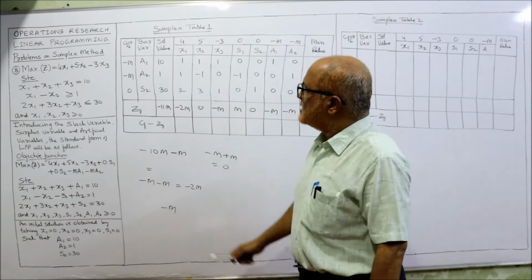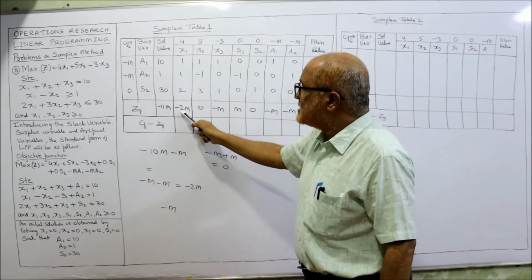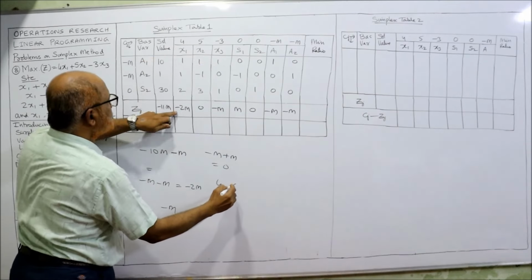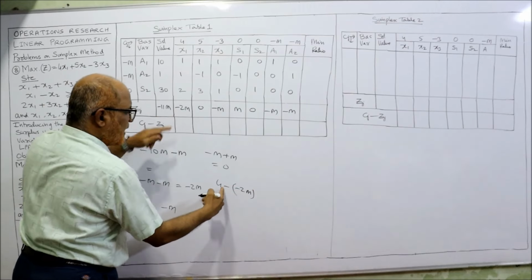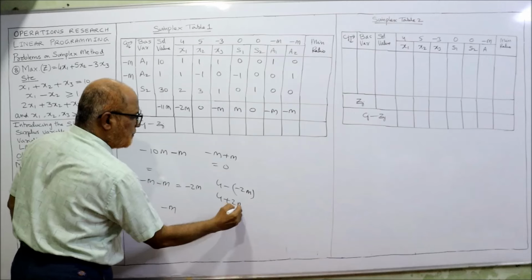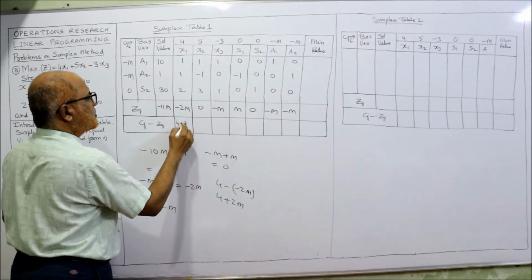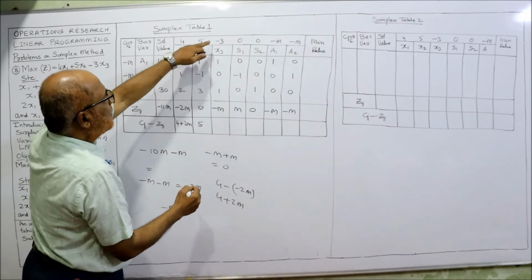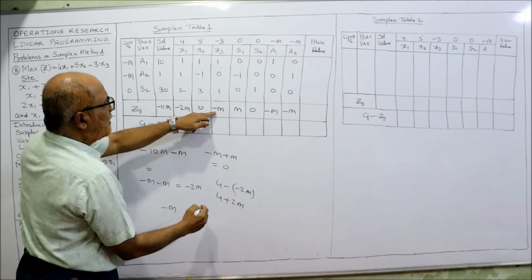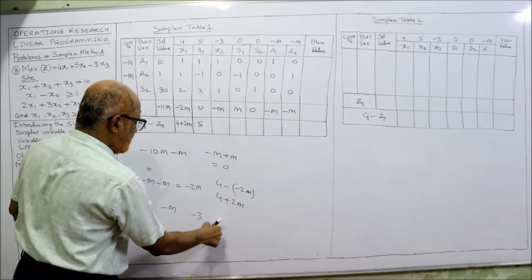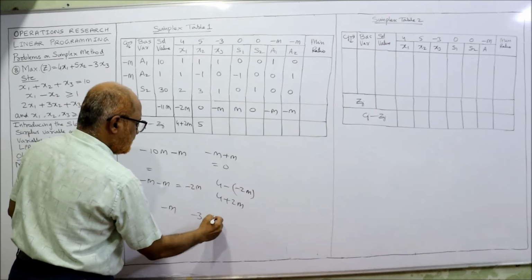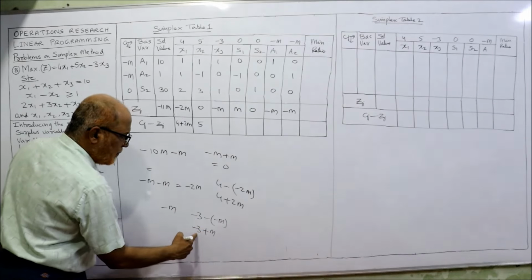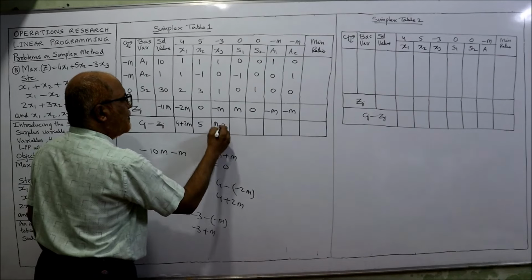Now Cj minus Zj. Cj is on the top, minus Zj. So 4 minus minus 2m. Minus into minus will become plus, 4 plus 2m. Here 5 minus 0 is 5. Here minus 3, minus 3 and minus m. Minus 3 minus minus m, so what will it become? Minus 3, minus into minus will become plus m. So we can write it as m minus 3.